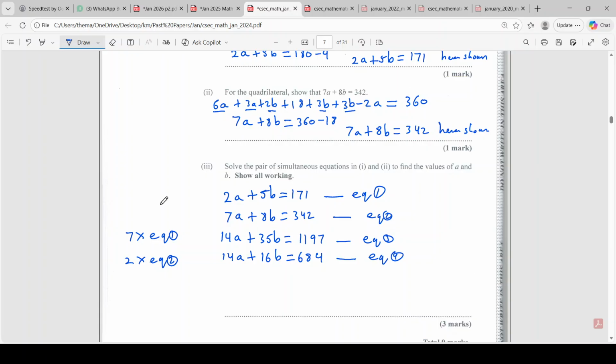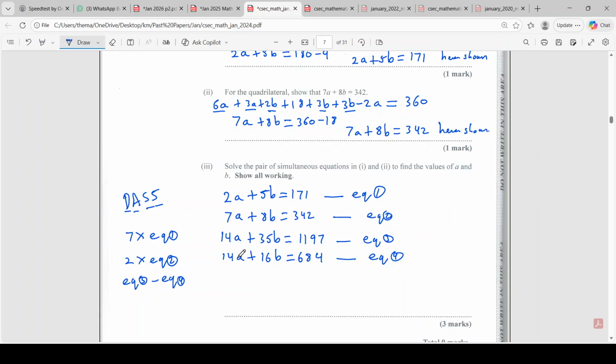Right, so now we made the a's to be the same. So now we could either add or subtract to get rid of it. And if you remember this acronym that we did in the past, different signs we add the equation, same signs we subtract. So we want to get rid of the a, and the a had the same signs, right? Both of them are positive. So therefore we would subtract. So I would say equation 3 take away equation 4.